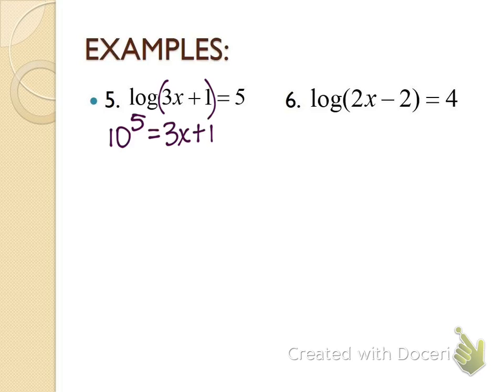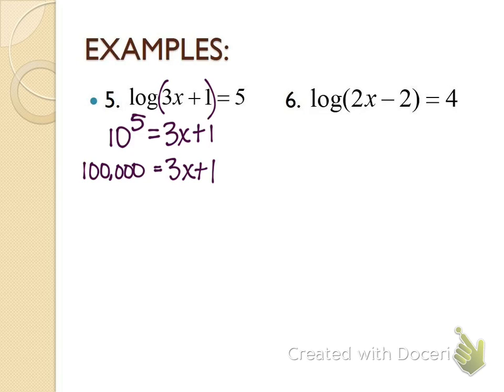What is 10 to the 5th? 100,000. 1, 2, 3, 4, 5. 10 to the 5th power means you're going to have 5 zeros after your 1. That equals 3x plus 1. Now we just have to solve for x.